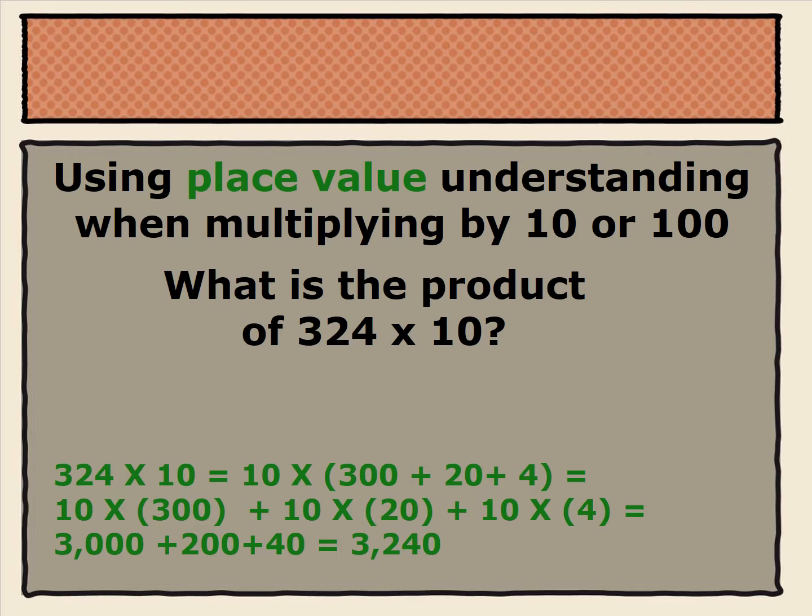For example, you can multiply 300 times 10, which gives you a product of 3,000. You can then multiply 20 times 10, which gives you a product of 200. Then you can multiply 4 times 10, which gives you a product of 40. Once you have your products of 3,000, 200, and 40, you add those products together, which gives you an answer of 3,240.